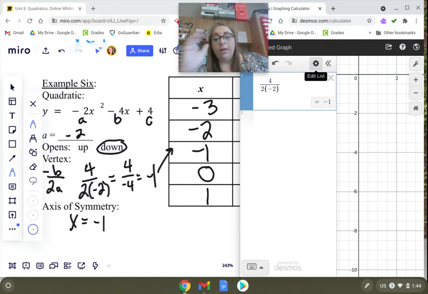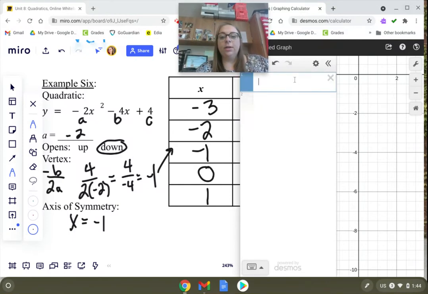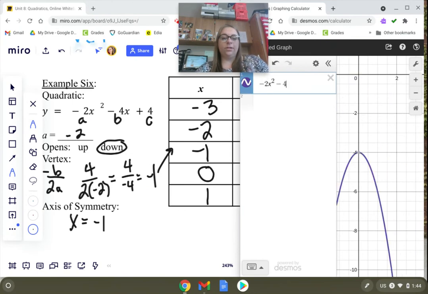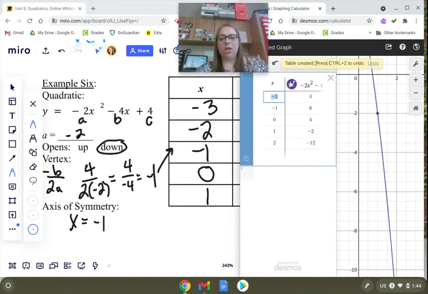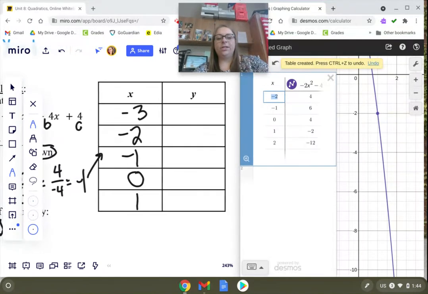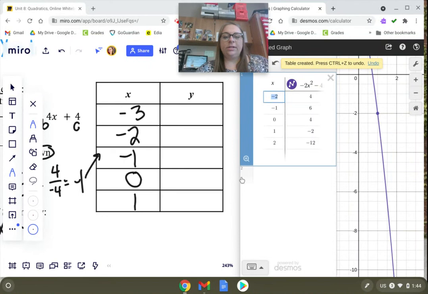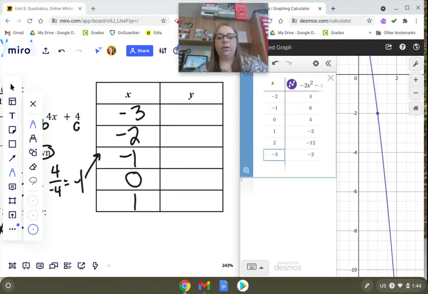From there, this is when we're going to type in our quadratic. So negative 2x squared minus 4x plus 4. Switch it to a table. That way we can fill out the rest of the values. Negative 3 is not on there, but we can type it in. So this would be negative 2. Negative 2 gets us 4. Negative 1 gets us 6. 0 gets us 4. And 1 gets us negative 2.